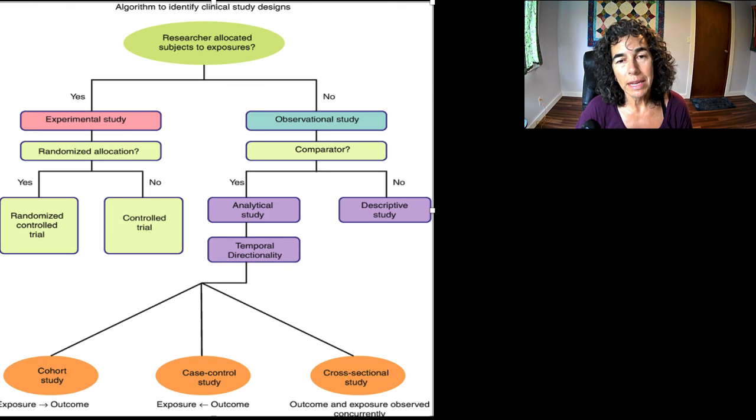Now, on the right side of the screen, if the participants were not exposed to an intervention, then it's an observational study. Were they compared? If yes, it could be analytical or temporal directional. And if no, it's a descriptive study. And then you can see at the bottom that there are 3 different types listed.